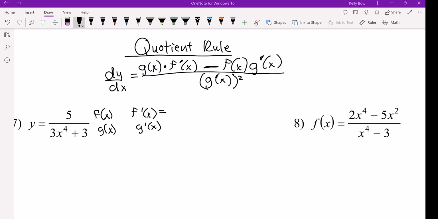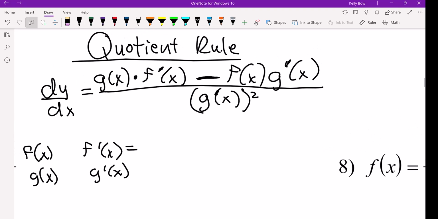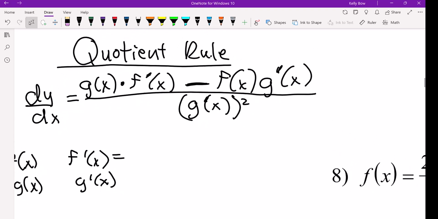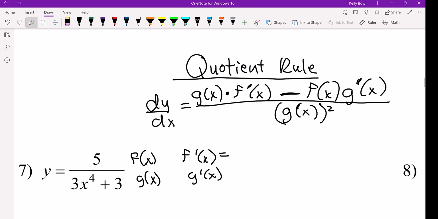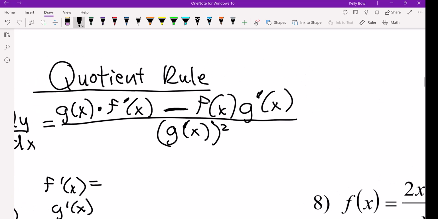Okay, now we're going to take care of the quotient rule for derivatives. So it's similar to the product rule, but remember we're starting off with a function in the numerator and a function in the denominator. And we're going to name the numerator f of x, the denominator g of x, and here's the rule.